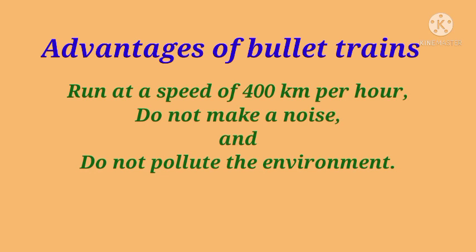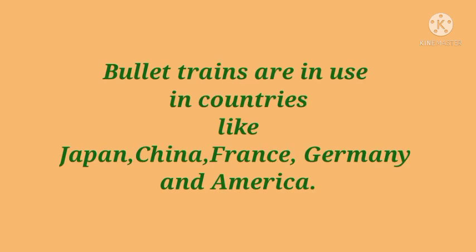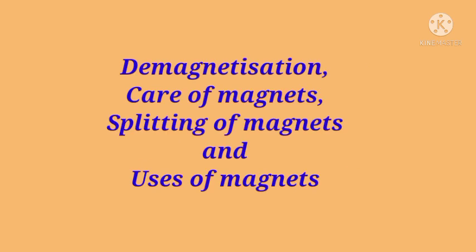So, what are the advantages of this bullet train or the flying train? It can move at a speed above 200 km per hour, and these trains do not make noise and they do not pollute our environment. Where can we see these bullet trains? These trains are used in countries like Japan, China, France, Germany, and America.